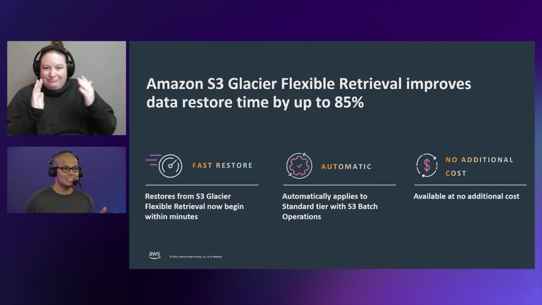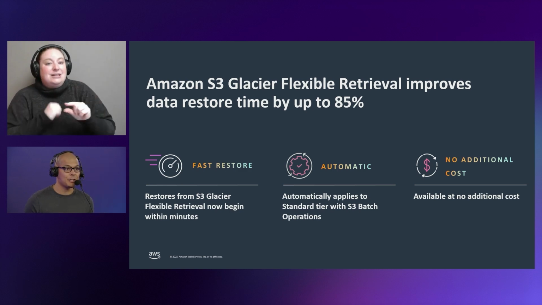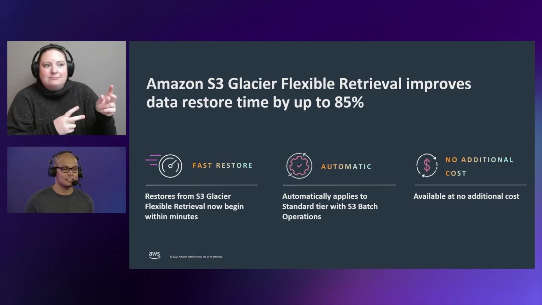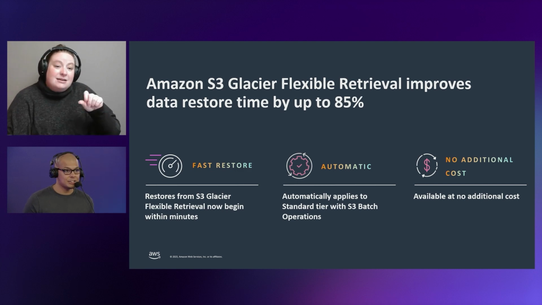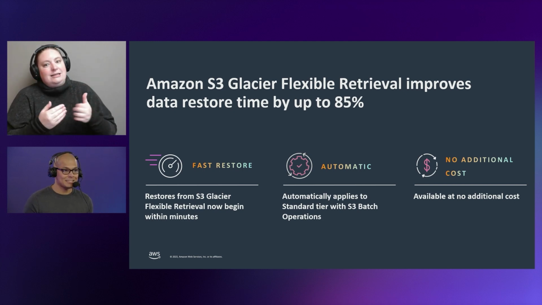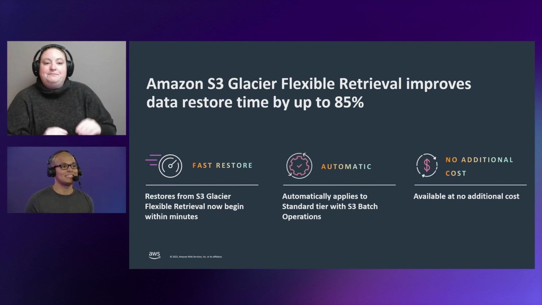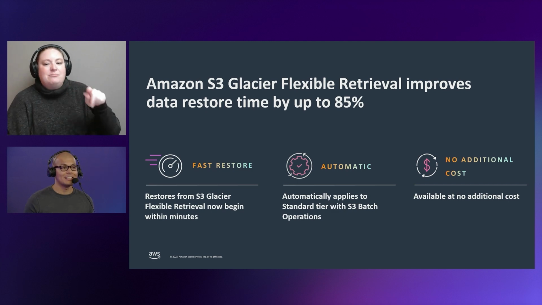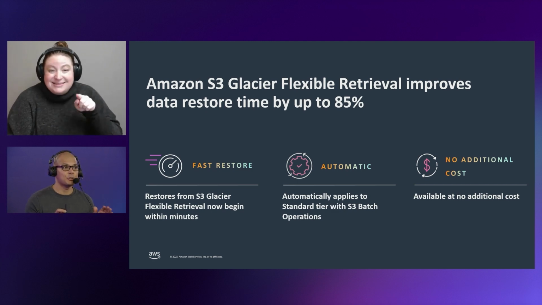We are now improving S3 Glacier flexible retrieval data restore time by up to 85%. Restores from S3 Glacier flexible retrieval now begin to return objects within minutes, so you can process restored data faster. Now, whether you are transcoding media, restoring operational backups, training machine learning models, or analyzing historical data, you can easily speed up your data restores from your archive. Faster data restores automatically apply to the standard retrieval tier when you use Amazon S3 Batch Operations. And best of all, this performance improvement comes to you at no additional cost.